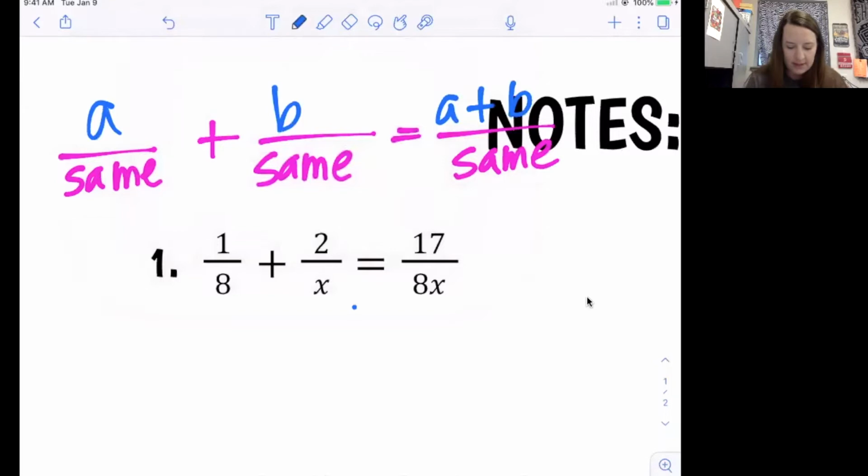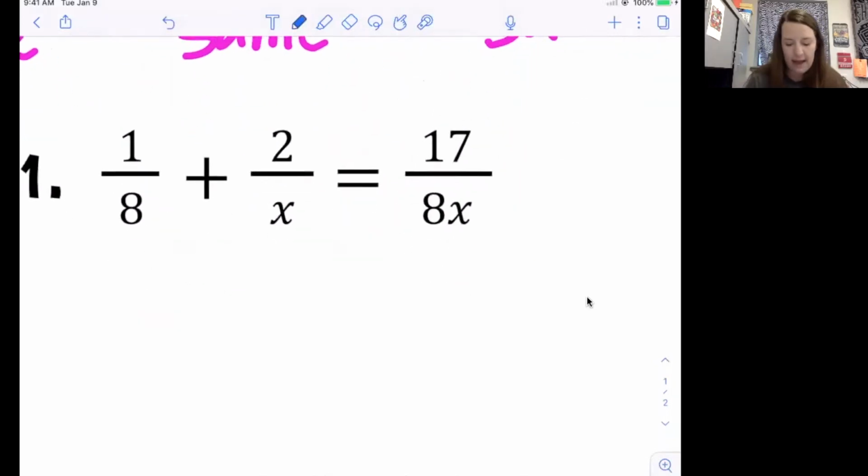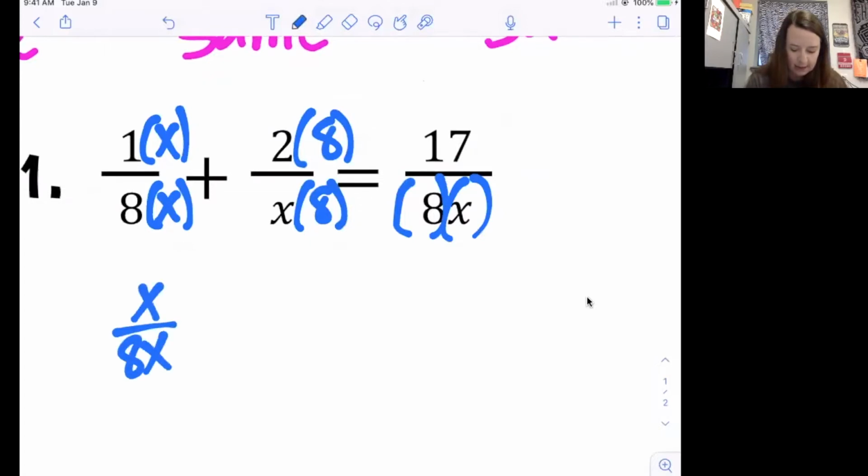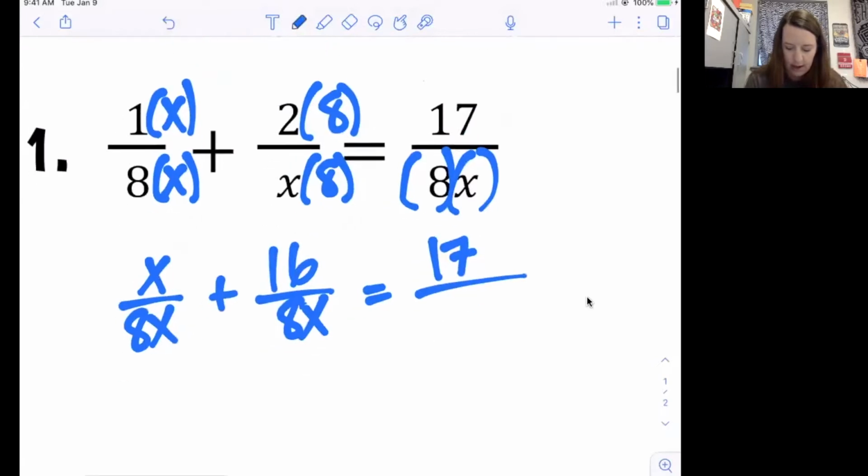So looking at this first one, nothing needs to be factored. I have an 8 and an x and an 8 times x. So you could think of these as two separate factors. And it looks like I need everything to have an 8 and x. So I'm going to multiply this one by an x, this one by an 8. And now all three denominators have an 8x. So I now have x over 8x plus 16 over 8x equals 17 over 8x.